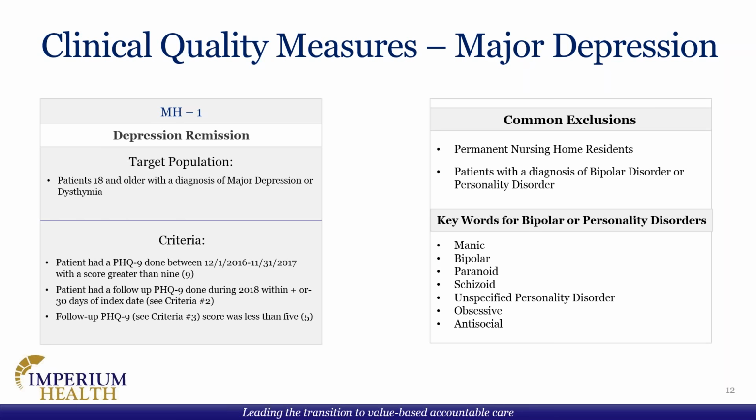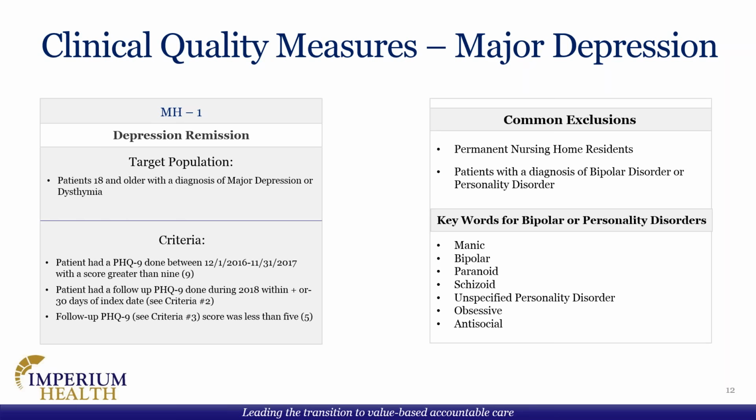As I'm thinking about this measure, the key exclusions are patients that are permanent residents of a nursing home, patients with a bipolar disorder or some personality disorder. So a couple common examples for those bipolar or personality disorders are maybe manic, bipolar, paranoid, schizophrenic. If a patient has one of those conditions, they would be considered excluded from the measure. We wouldn't need to worry about them.